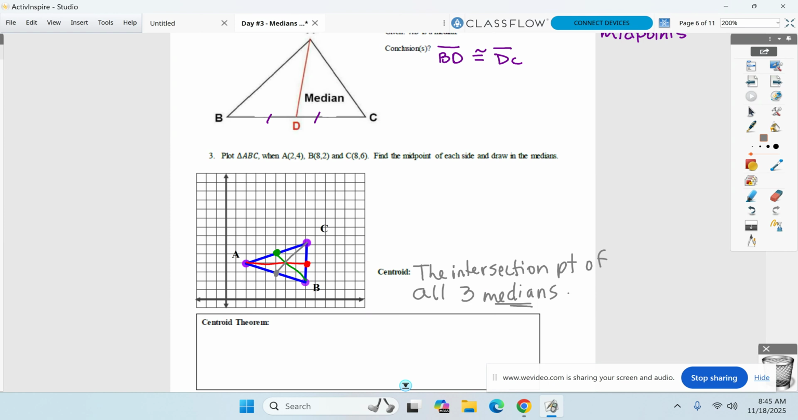And I wish we weren't on such a time crunch, because also the centroid, if we could cut this triangle out perfectly and we had a really sharp pencil tip, you could place that centroid right on the pencil tip and it would balance the triangle perfectly. It's called the center of gravity too.